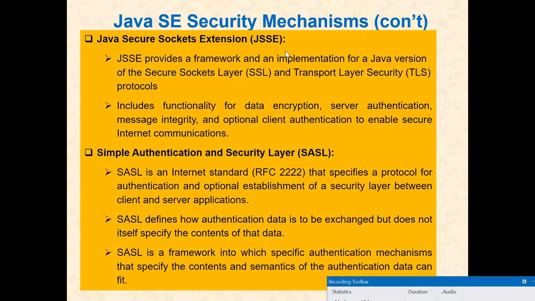Next, Java Secure Socket Extension. Sometimes when you want to do online chatting or online messaging, we will be using socket based communication, so we need to protect that kind of communication as well. We need some APIs for that, which we call Java Secure Socket Extension. We also have another API, which we call Simple Authentication and Security Layer. This is quite similar to JAAS.